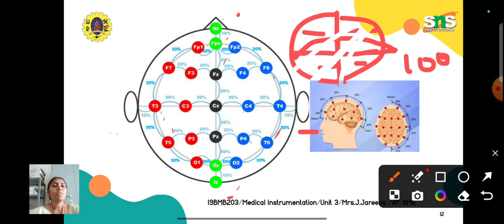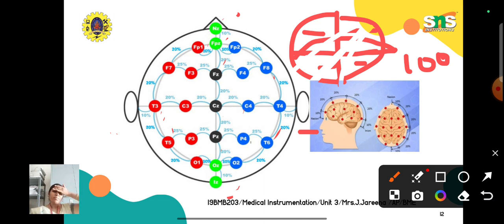First we start with the locations of the different lobes, which you already know. First is frontal, central, parietal, occipital and temporal. So these are the locations. Just before the frontal you have prefrontal.